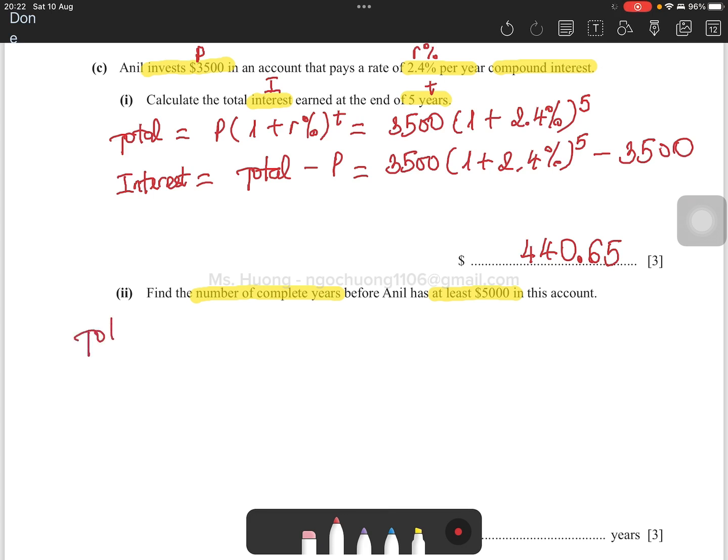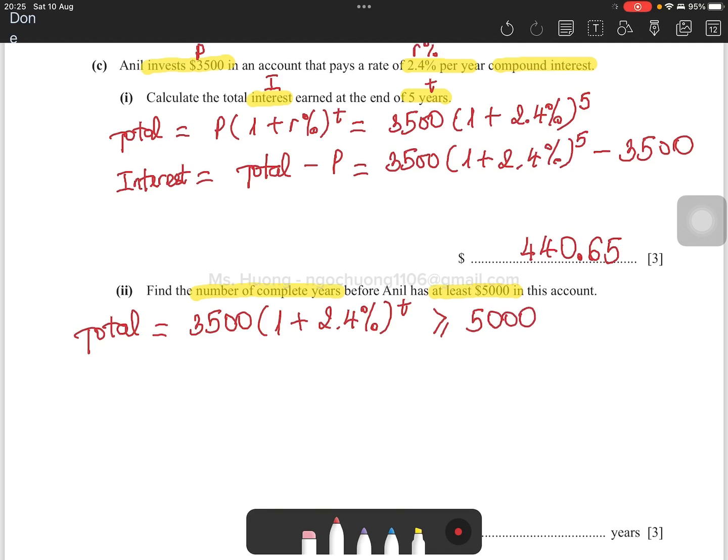Second question. Find the number of complete years before Anu has at least $5,000 in this account. So, you know that the total amount of money is 3,500 multiplied by 1 plus 2.4% to the power of t. And in this case, we want this amount to be at least $5,000, which means greater than or equal to 5,000. So we will type the left expression in the calculator and check what value of t can give you an answer of at least 5,000.